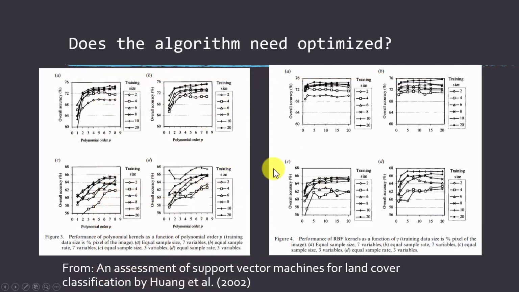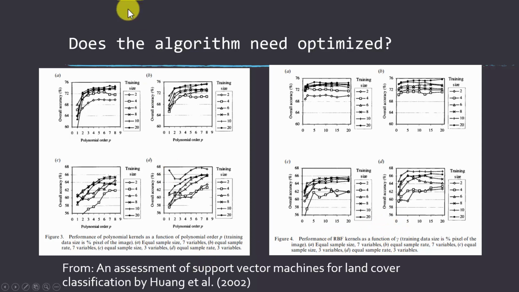Here's an example of a study that looked at this issue in a remote sensing context. So this is for support vector machines specifically. And here we're trying to assess the impact of the order of the polynomial function versus the gamma parameter for the cost function. I think that's what they're optimizing here. Is that what they're optimizing? Oh, yes, yes. So they're optimizing on gamma.